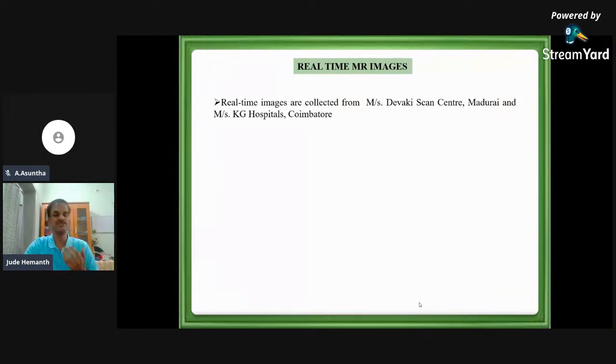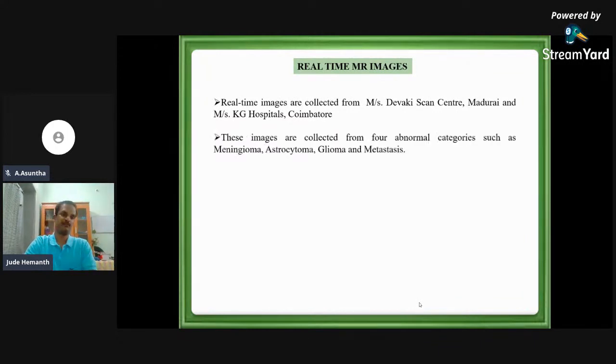You can either approach a radiologist. When we say radiologist, he is a person who is in charge of a scan center or something like that. Even big hospitals have some radiologists. And some images are collected from KG Hospitals, Coimbatore. These images belong to four categories: meningioma, astrocytoma, glioma, and metastasis. After getting output from a neural network, I will again approach the doctors for their validation.